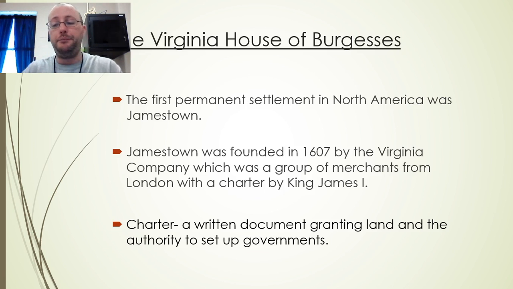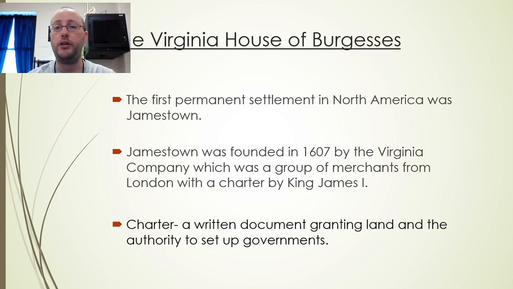So this is what would happen. The king would grant a charter for people to go and colonize. That just means that the king approved for them to go colonize. It didn't mean they were their own separate country. It meant that they went under the flag of England by the authority of the king to set up a colony that would be an English colony. Jamestown was the first one that was permanent.